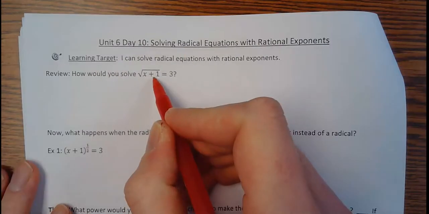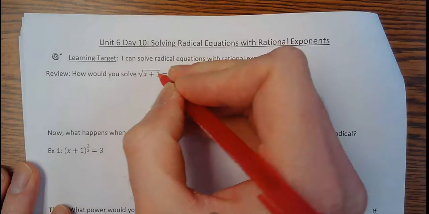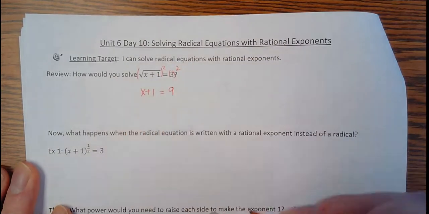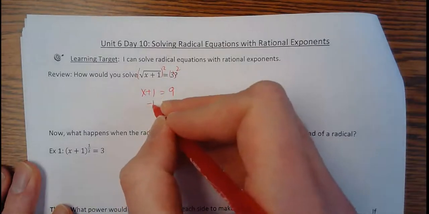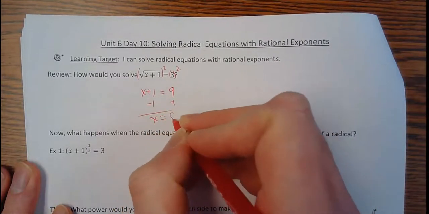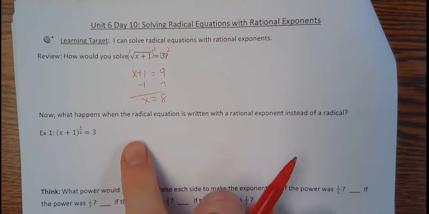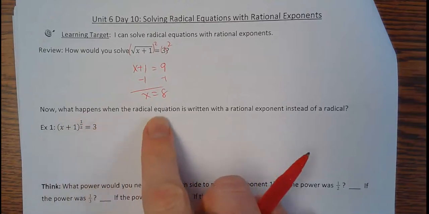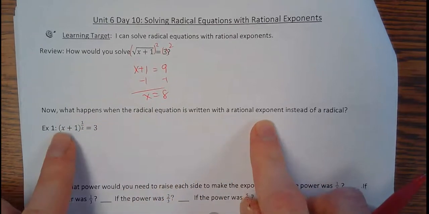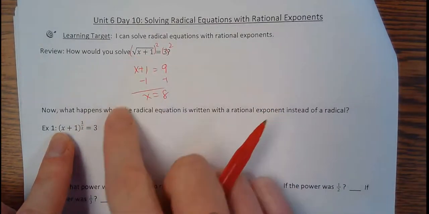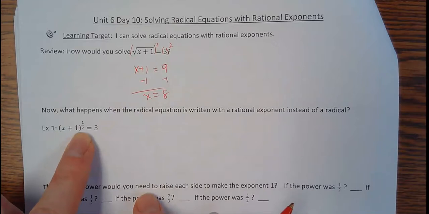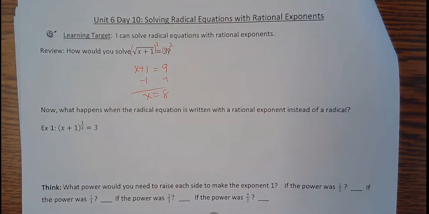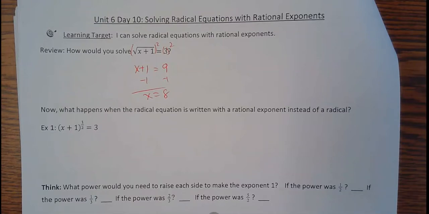Well, how I could solve this one from yesterday would be, I've got a radical by itself, so I could square both sides. So x plus 1 equals 9. And then subtract 1 from both sides, so x would equal 8. Now, what happens when the radical equation is written with a rational exponent? Instead of the square root of x plus 1, I have x plus 1 to the 1/2 power, which is the equivalent. The rational exponent equivalent of a square root is the 1/2 power.